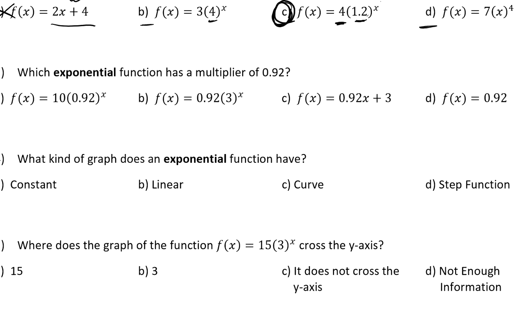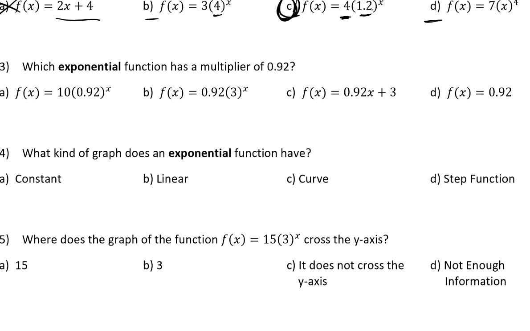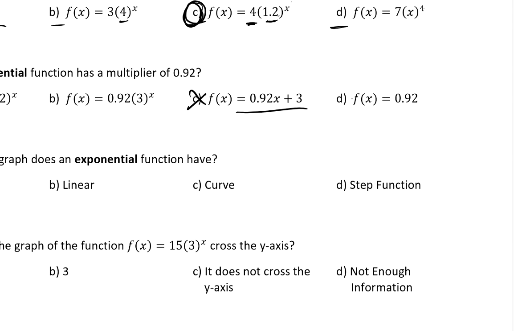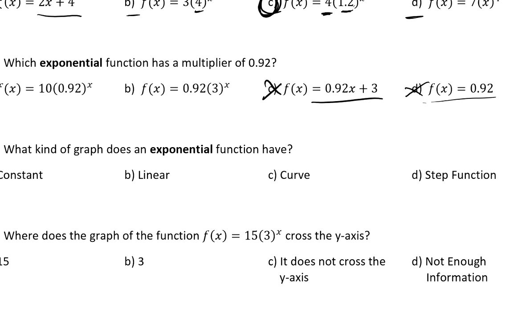Question 3 says, which exponential function has a multiplier of 0.92? C is not exponential, that's a linear function. D is just a constant, right? F of x is always 0.92. That's not an exponential function. That's just a straight line.